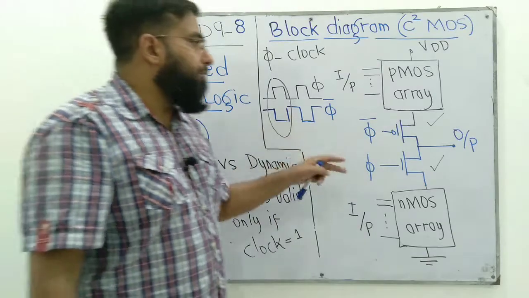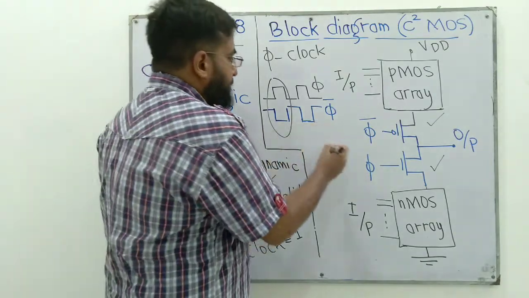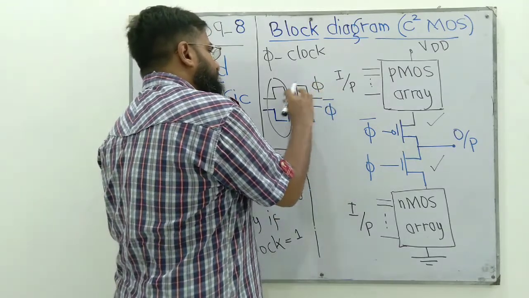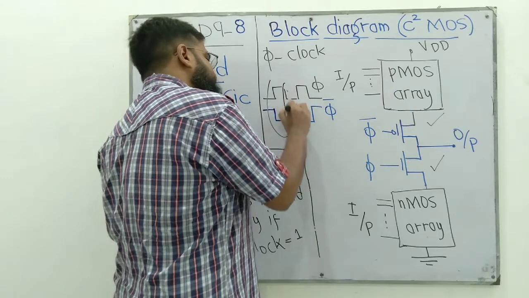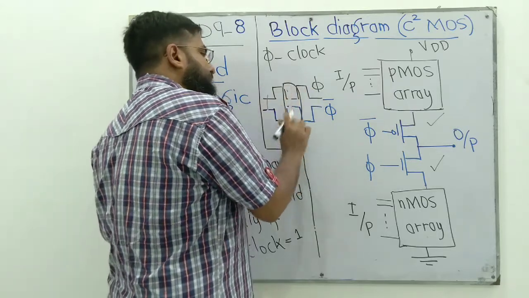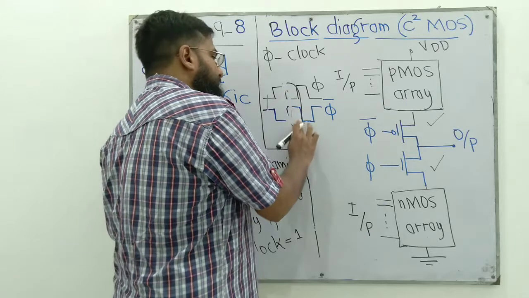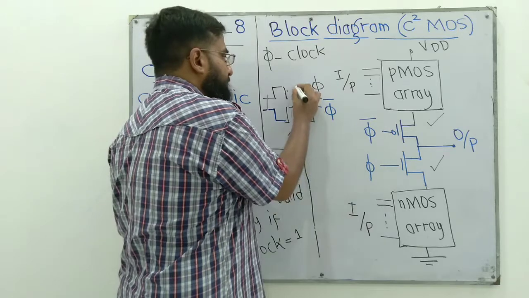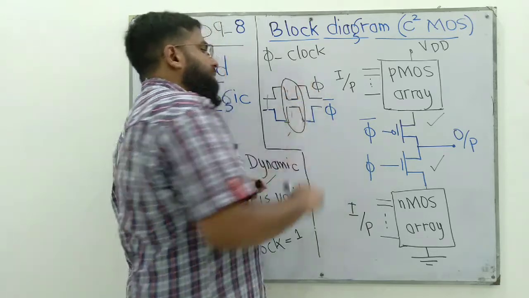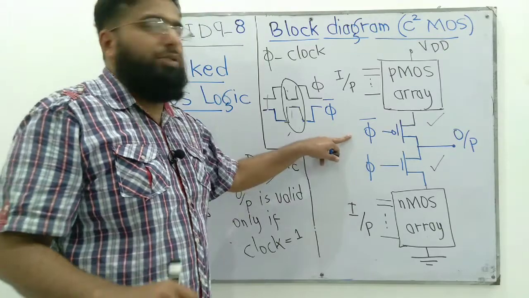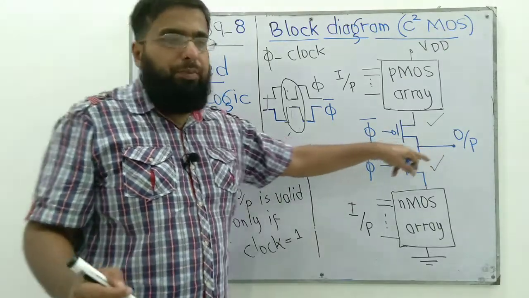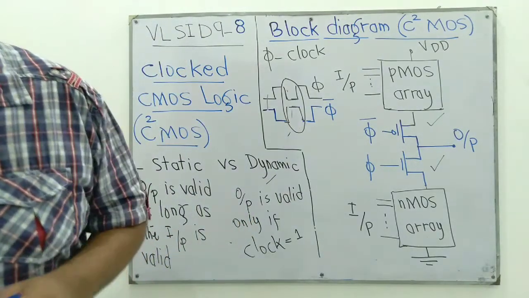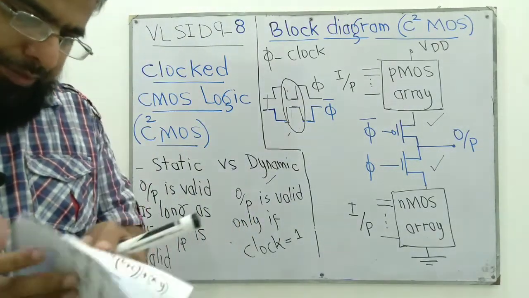the proportional output, the Boolean output, would be available at this output terminal. And if we have phi bar equal to 1 and phi equal to 0, this NMOS and this PMOS will both be off. The output will not be valid even if we apply the inputs. This is the block diagram of a clocked CMOS circuit, right?